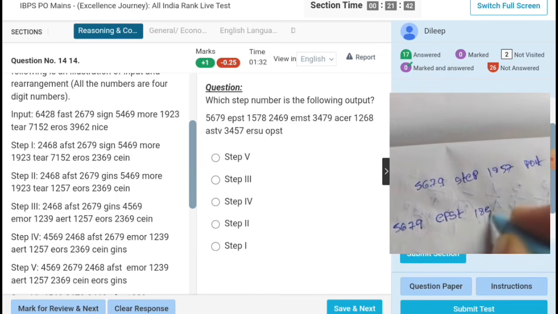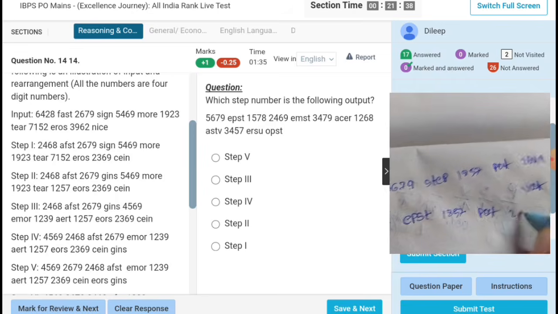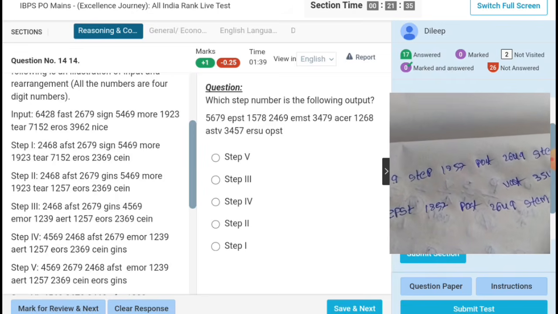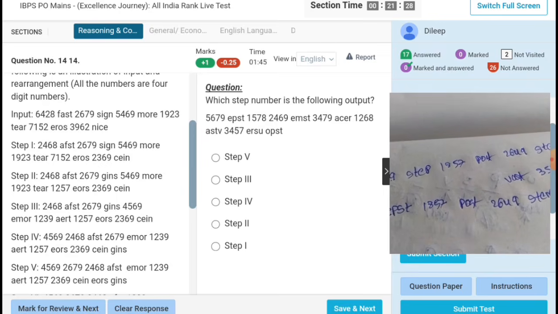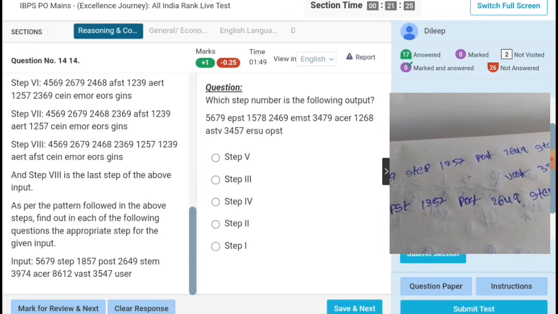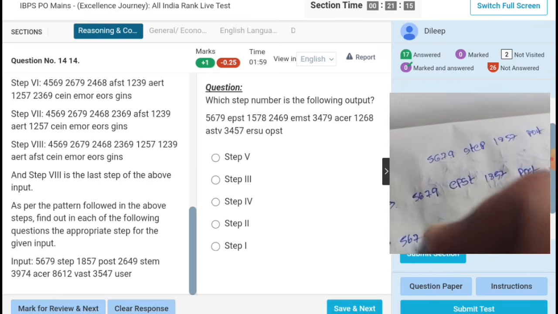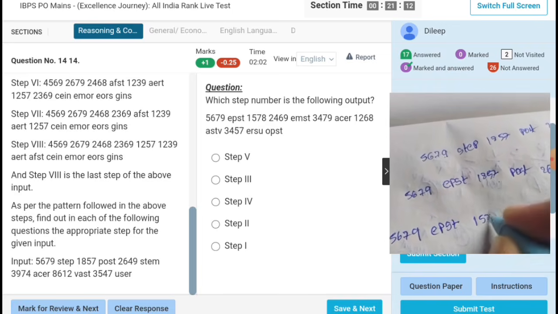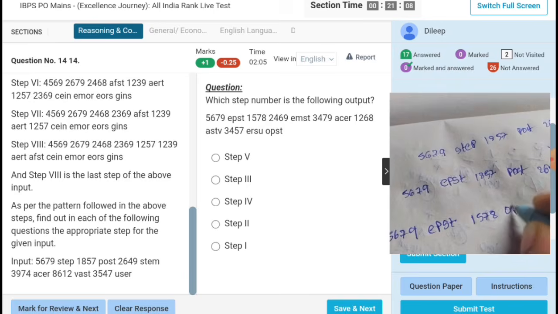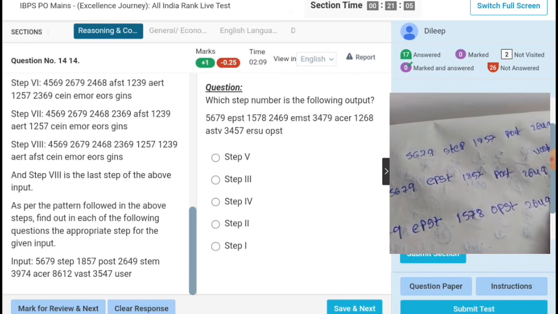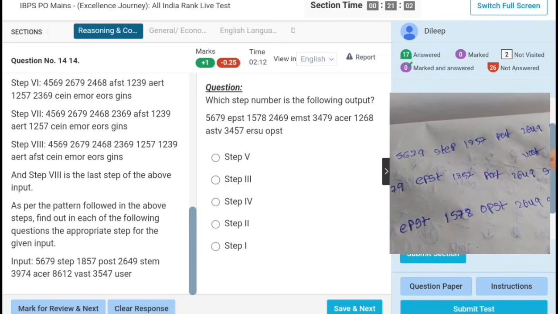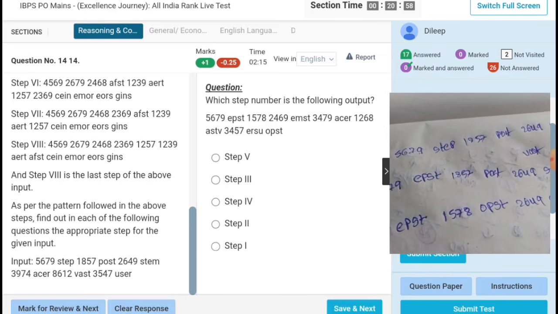5679 ST and 1857 post, 2649 stem, 3974 acer, 8612 west, and 3457 E or SU. And next is 5679 APST, 1578 OPQ or ST, 2649 STEM, 3974 ASA and 1268 ASTUV.